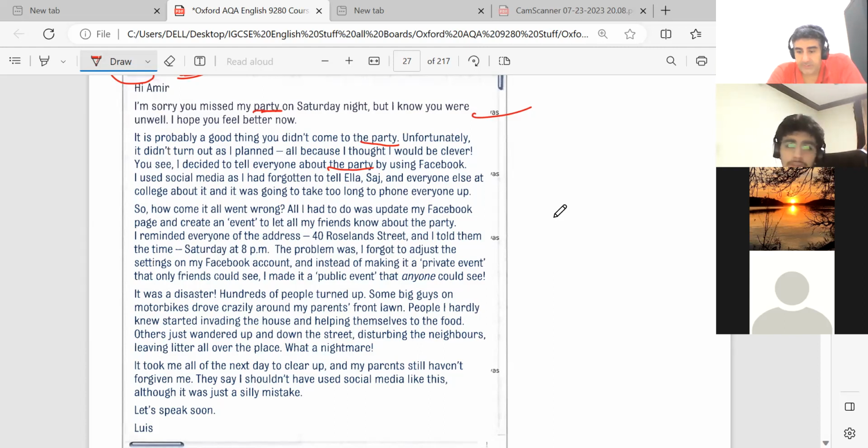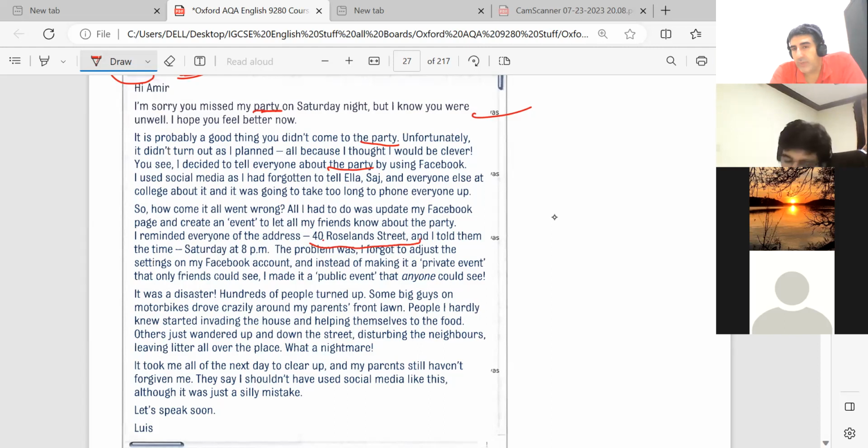It happened this Saturday night at 8 p.m. That's it, Saturday night. Okay, where, Muhammad? Where? In Lewis's home. Exactly. You mean here, Lewis's parents' house, and this is the address in detail: 40 Roselands Street.